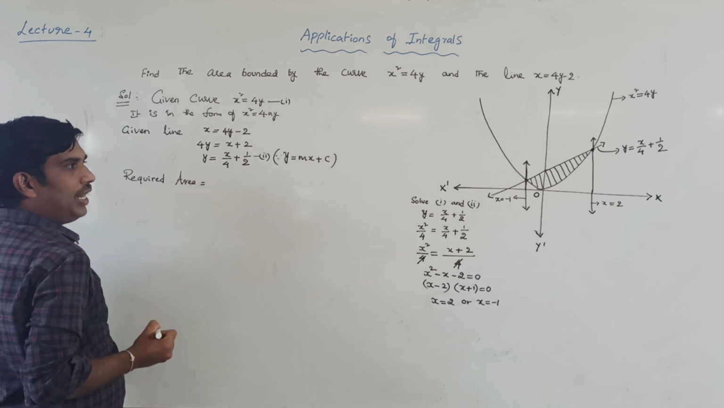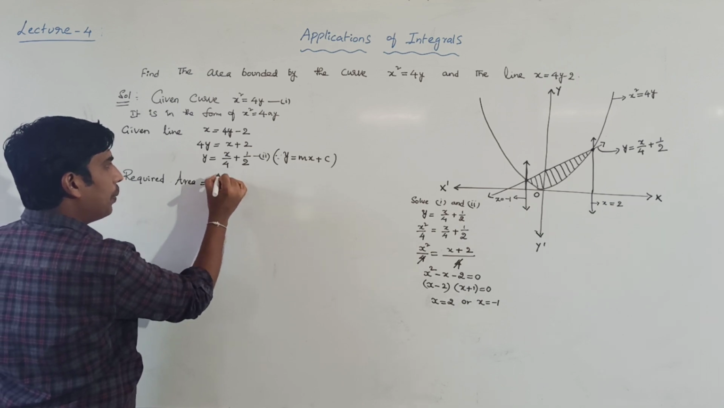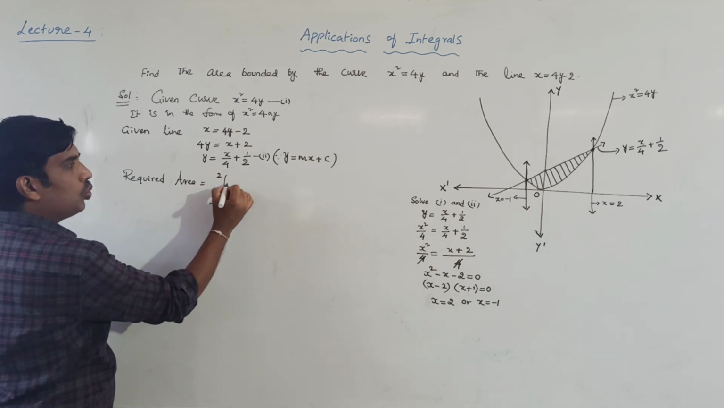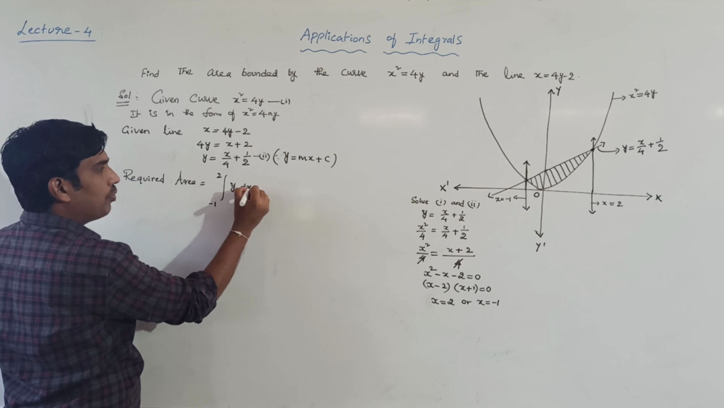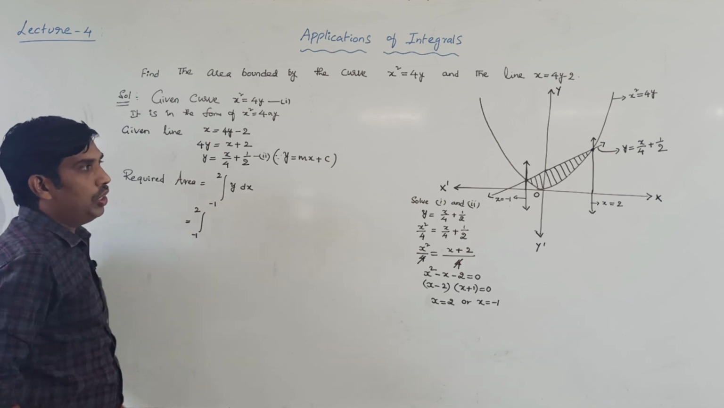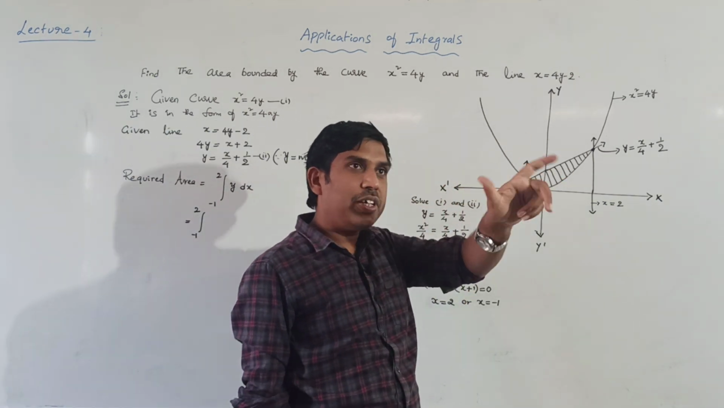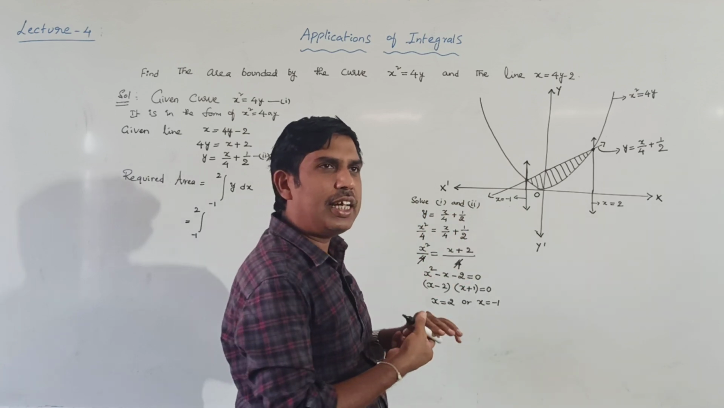So the required area we have to find out. The limits, where to where we have to take, are nothing but minus 1 to 2. So the integral from minus 1 to 2 of y dx. So this is the area bounded between the line and the curve. In the previous problem, how I did it, like that only here also.